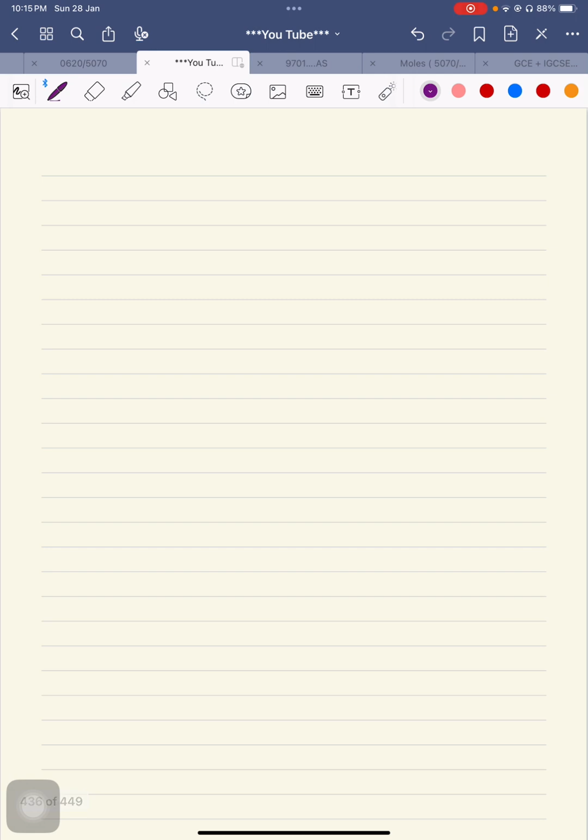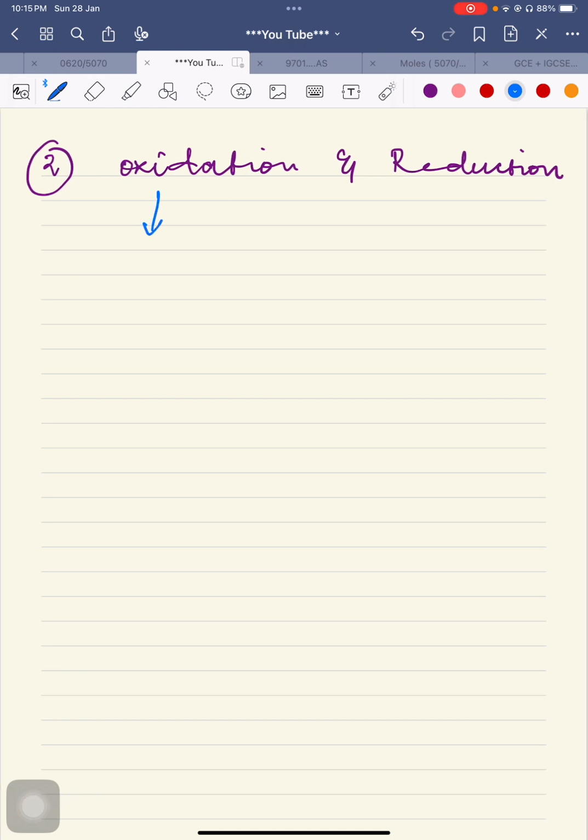Now we are going to talk about the second definition of oxidation and reduction. As we are discussing them in a parallel way, we are going to discuss their definitions in a parallel way as well. Oxidation is gain of oxygen, whereas reduction must be loss of oxygen. So this is how it is happening.